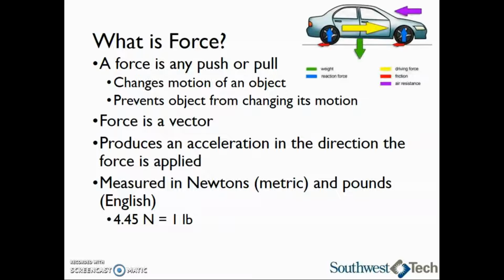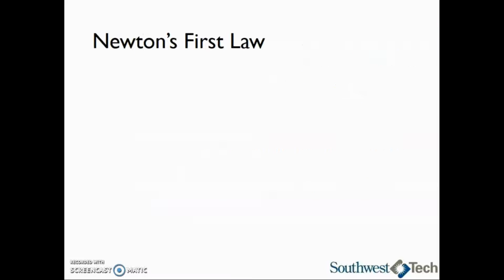If we look at this picture of a car, we can see that there are all kinds of forces acting on it. We have the engine providing a driving force, which is the largest arrow we see. We see a weight force pointing down towards the ground. There's air resistance and friction, both pointing in the opposite direction of motion. There's also a reaction force acting up on the car. We will talk more about this reaction force in a later video.